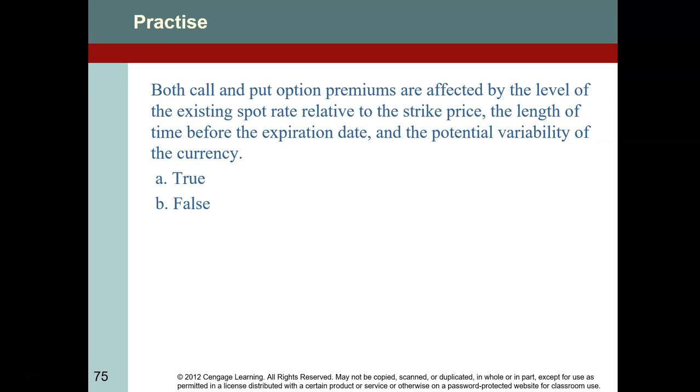Both call and put option premiums are affected by the level of the existing spot rate relative to the strike price, the length of time before the expiration date, and the potential variability of the currency. This is true. We discussed last class that there are three factors affecting the premiums of calls and puts. Here are the three factors: spot rate relative to the strike price, S minus X; the length of time, T, before the expiration date; and the potential variability or volatility, sigma.